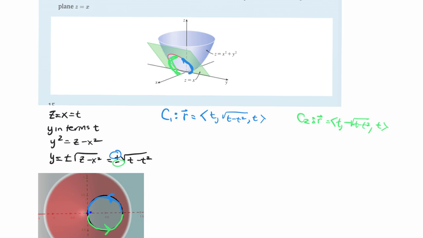So here's that image again. The part where y is positive is here, and the part where y is negative on the left is here. And we're told that it's counterclockwise as viewed from above. So I'm actually going to do C2 first. This is the parameterization for C2. We are looking at x going from 0 to 1, which means t goes from 0 to 1.